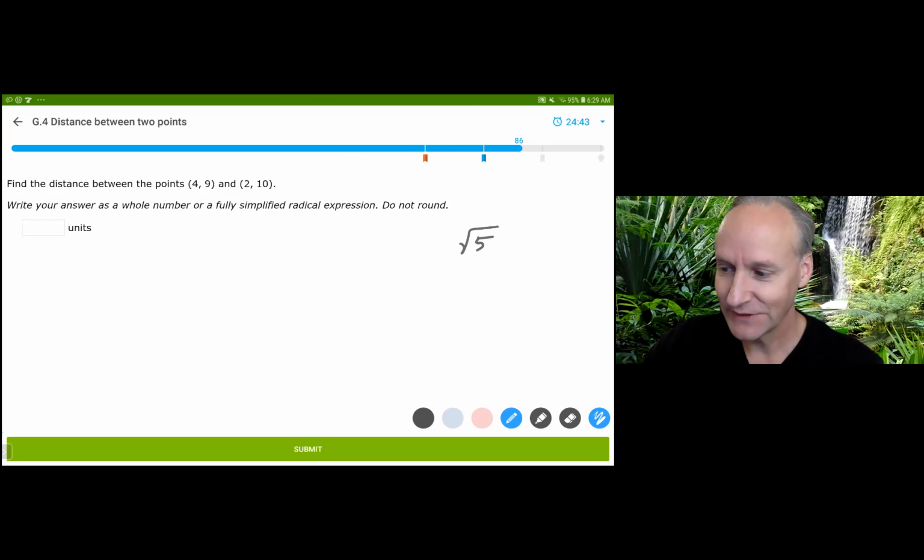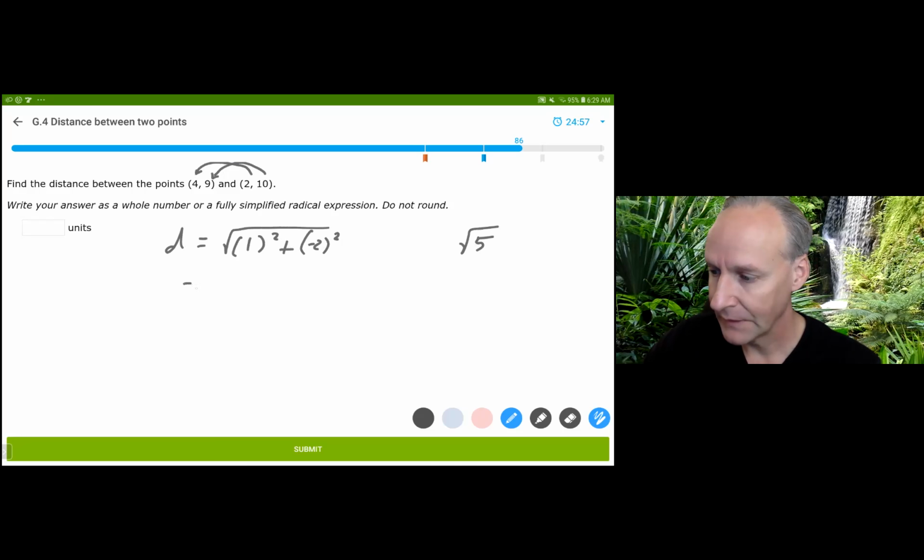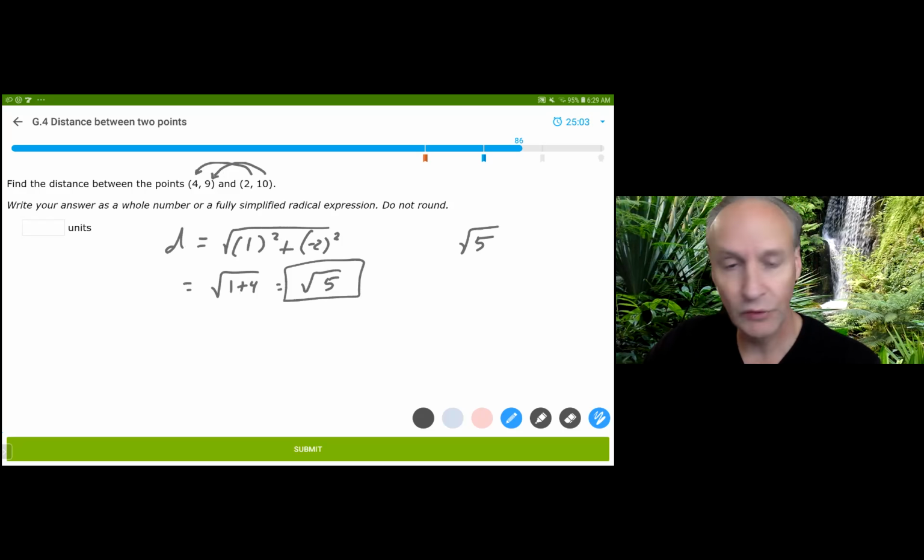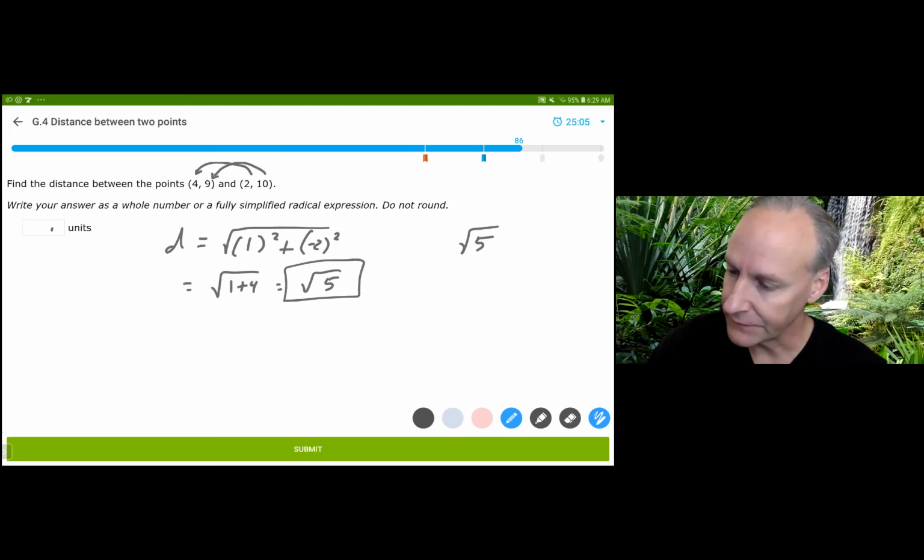Okay. Shall we just finish it? All right, I'll write it. Distance equals the square root. 10 minus 9 is 1. 2 minus 4 is negative 2. I'm going to go ahead and write the negative 2 squared. That is the square root of 1 plus 4, which is the square root of 5. A little more than 2. Anyway, there it is, square root of 5.